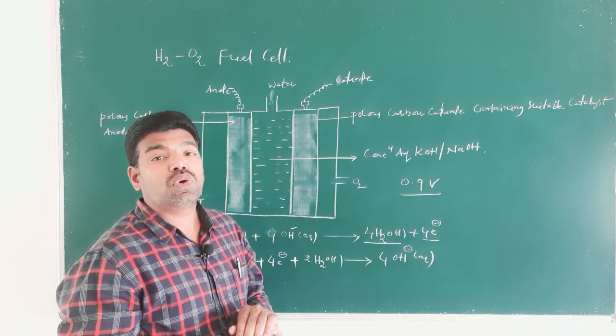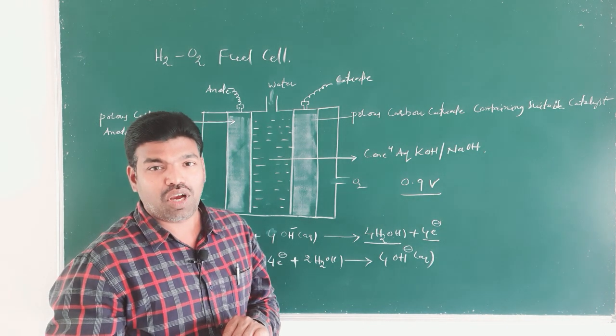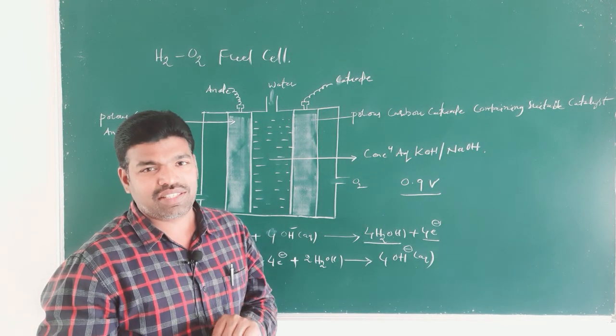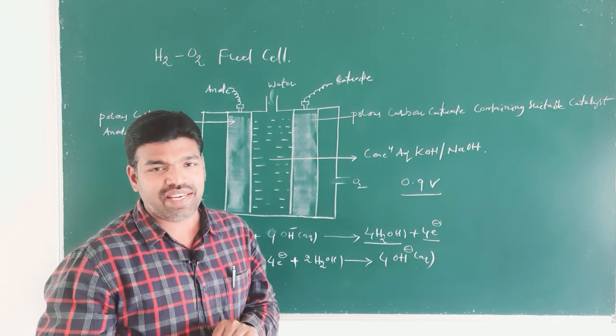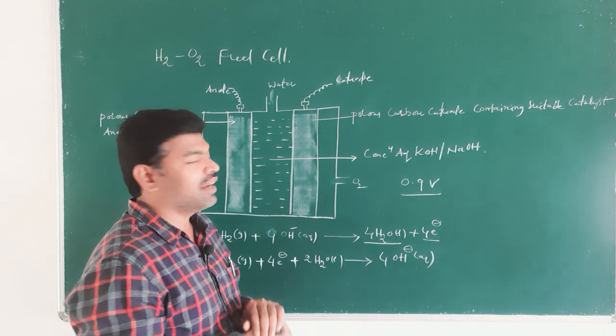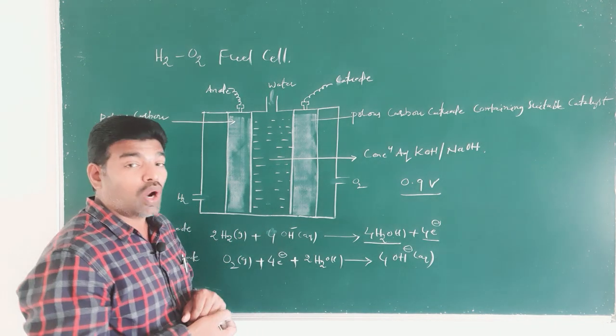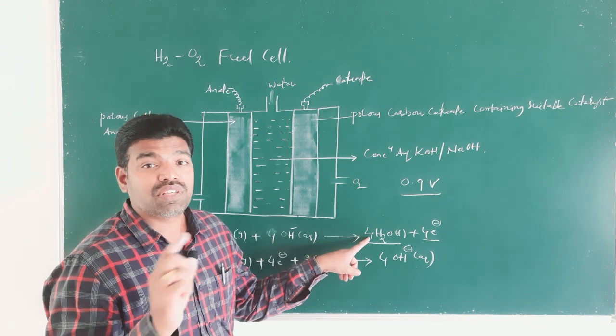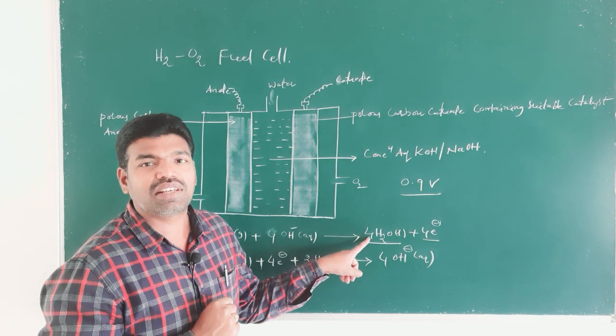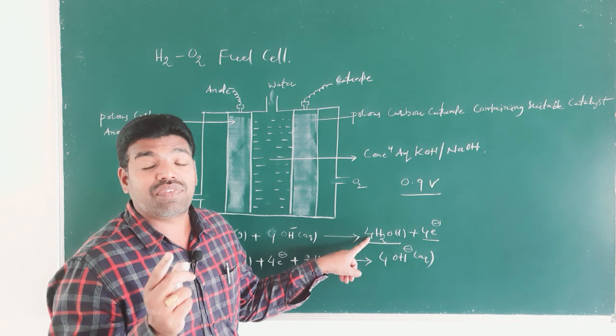And this cell was used in Apollo moon flight. So this fuel cell was used in Apollo moon flight, where the product so obtained at anode, that is water, was used for drinking.